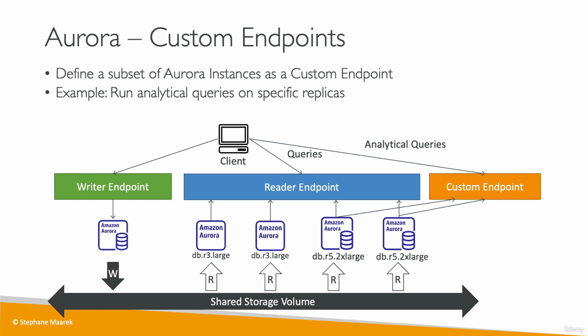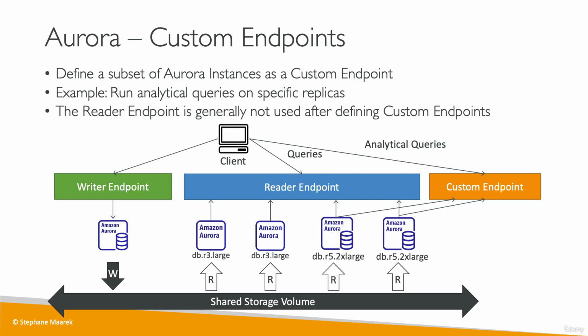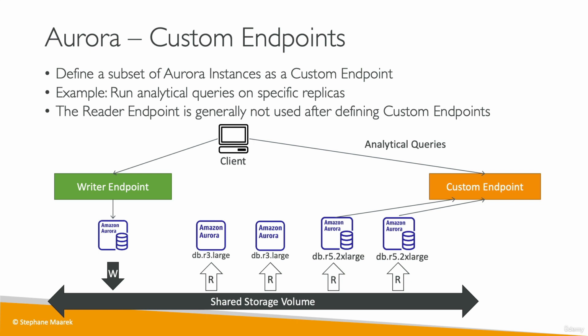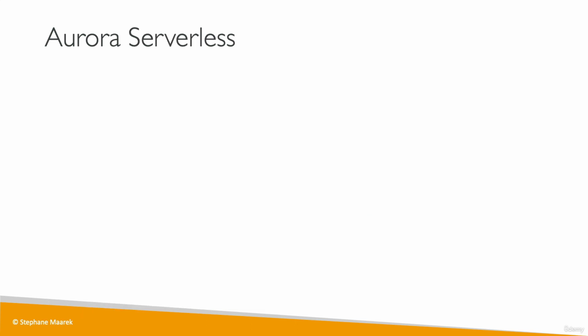So when you do so, you have a custom endpoint that's defined. And when you have a custom endpoint, generally the reader endpoint itself is not used after defining custom endpoints. It would not disappear, but you would not use it anymore. What you would do in practice is set up many custom endpoints for many different kinds of workloads, therefore allowing you to query only a subset of your Aurora replicas.